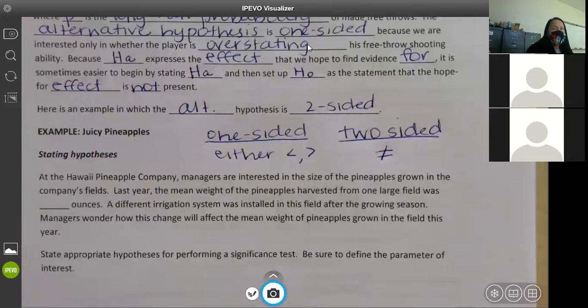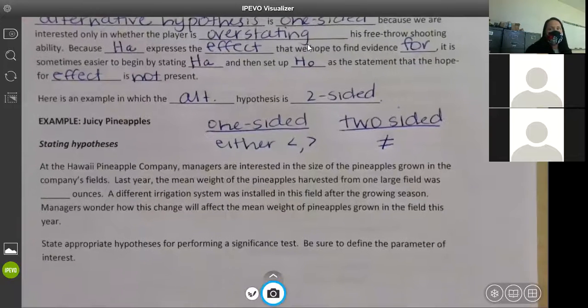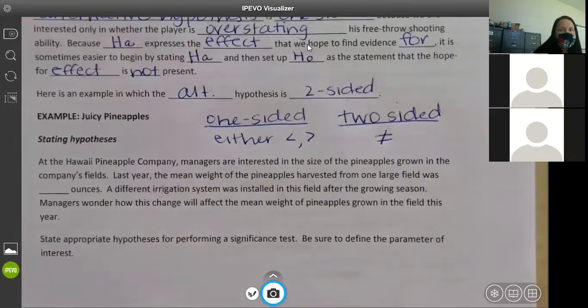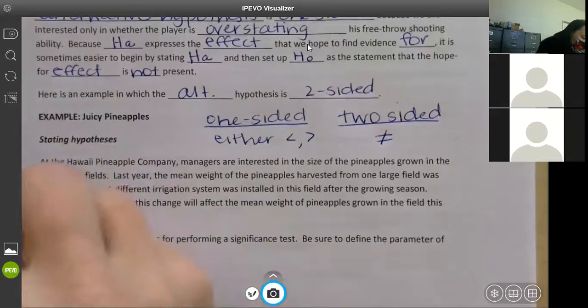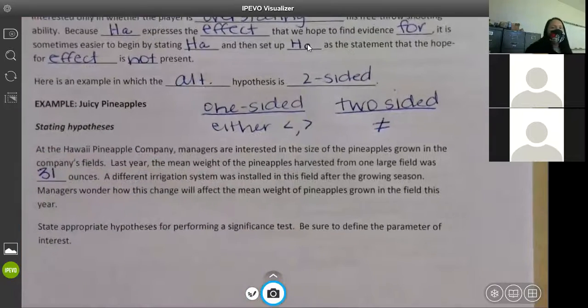All right. So it says at the Hawaii Pineapple Company, managers are interested in the size of the pineapples grown in the company's fields. Last year, the mean weight of the pineapples harvested from one large field was 31 ounces. A different irrigation system was installed in this field after the growing season. Managers wonder how this change will affect the mean weight of pineapples grown in the field this year.